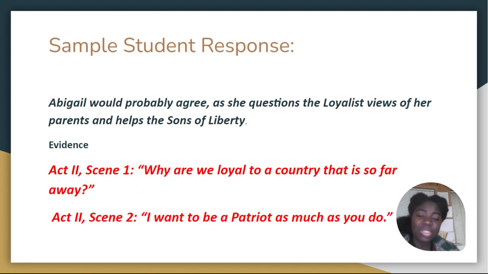Alrighty, let's look at some other sample student responses. Abigail would agree because she questions the loyalist views of her parents and helps the Sons of Liberty. In Act 2, Scene 1, she says, why are we loyal to a country that is so far away? Act 2, Scene 2: I want to be a patriot as much as you do. So just keep this in mind, okay? Make sure that you're giving the evidence to support your answers.